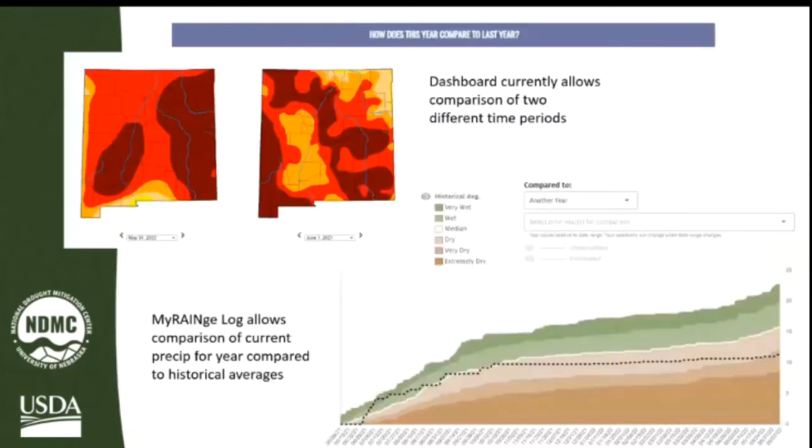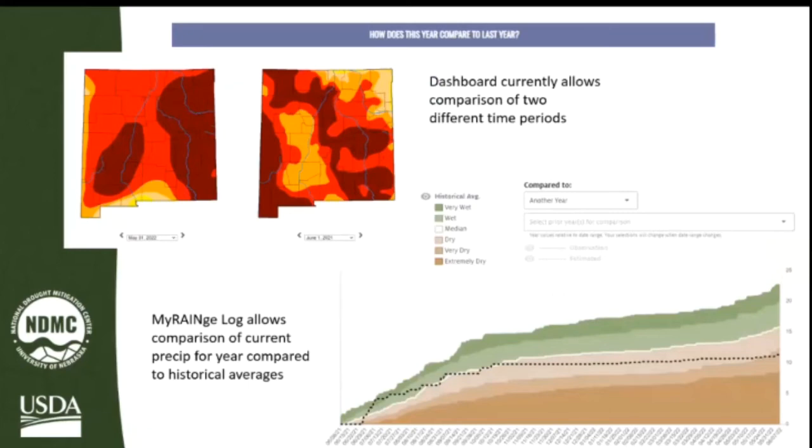Some ranchers, very naturally, we all sometimes think, well, okay, it's June 6th. Last year, what was I doing on June 6th, and how dry was it then? And did that work out for me or not? What should I be doing? And so then we wanted to give folks a way to compare this year to last year. So on the upper left is the way that you see it right now in the dashboard, a drought monitor comparison of two different time periods that you can play around with.